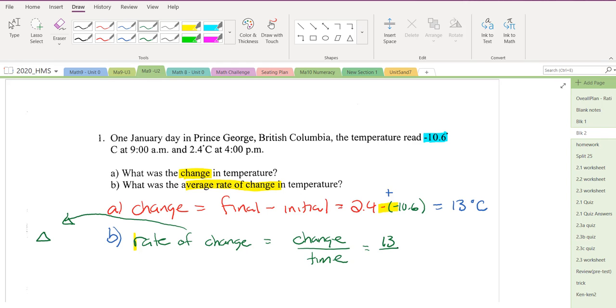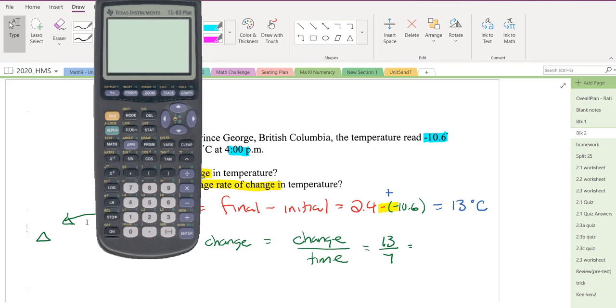Now, time. How long did this take? 7 hours. From 9 o'clock to 4 o'clock. So you got 10 o'clock, 11 o'clock, 12 o'clock, or you can do a 24-hour clock. Figure it out. So that would be 7. Then you go 13 divided by 7. Grab our calculators. 13 divided by 7. Wow, 1.9.